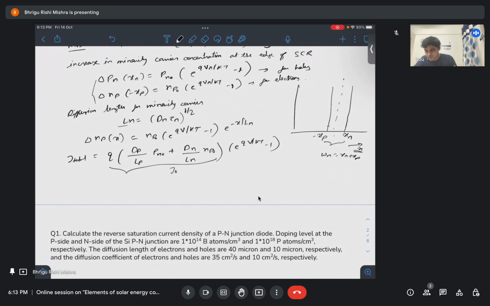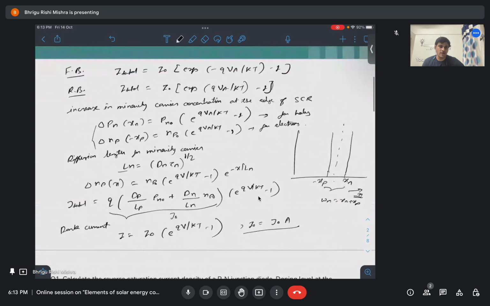So I can write the dark current: I equals I naught e to the power qV by kT minus 1, where I naught is J naught times A, and A is the cross-section area. We will use these formulas to solve the questions. These are just an overview of the main formulas required to solve the questions.